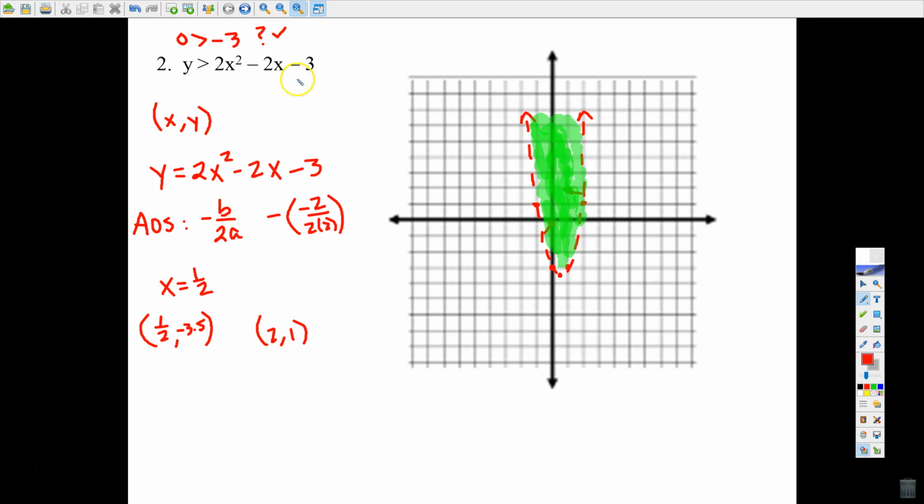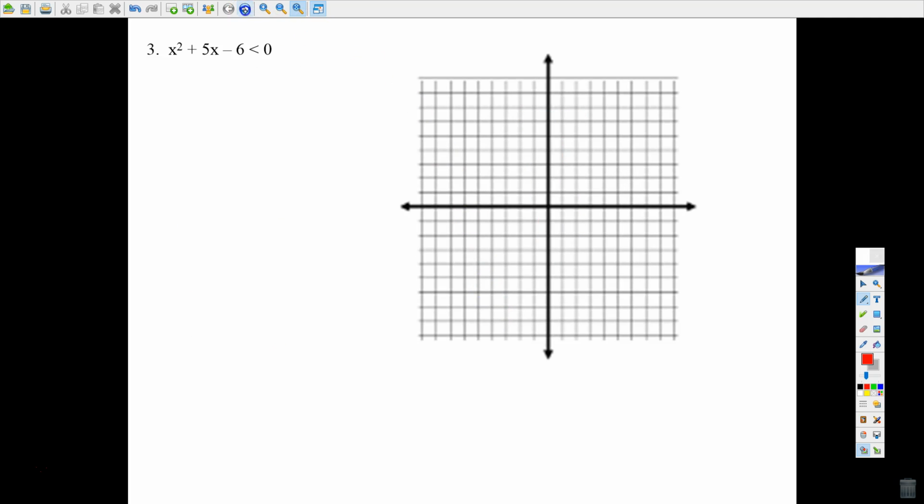And I do. So that tells me that I must have shaded the correct area, because 0, 0 is in the shading, and the shading represents all of the solutions. So any xy that you choose in the shading will make this true. Okay, so that's your final answer for number 2.